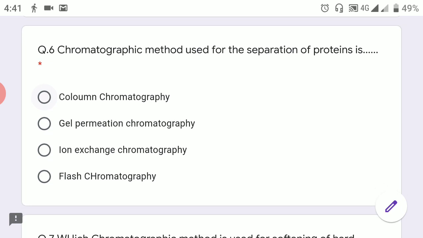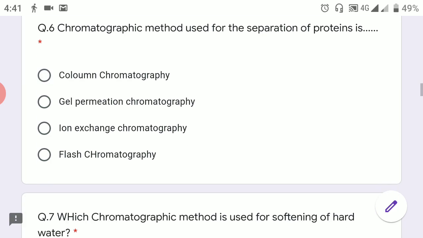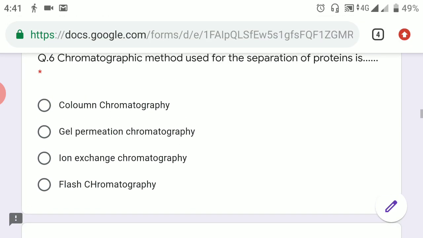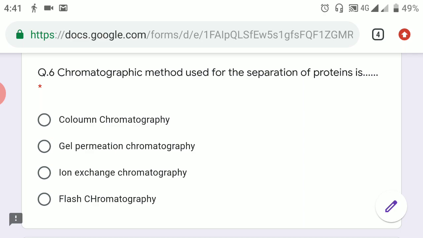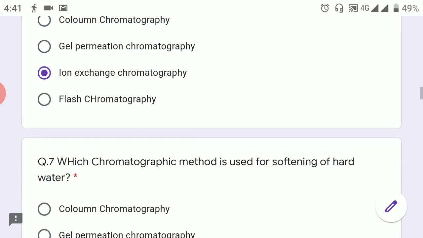The next question was: chromatographic method used for the separation of proteins is. As we have seen in one of our previous videos, proteins have some charge, and as the separation is based on charge, definitely the answer will be ion exchange chromatography. The answer will not be column chromatography, gel permeation or flash chromatography. As the separation here is based on the charge of the protein, the answer is ion exchange chromatography.